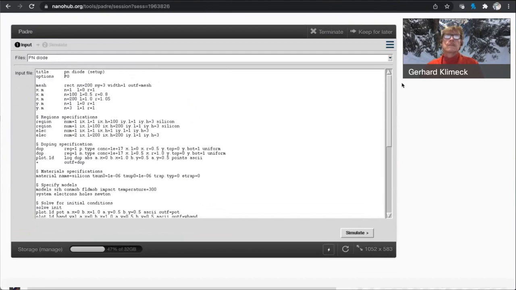Okay, great. We have a couple more questions, if you're all right on time, Gerhard. Sure, yeah. Okay, the next one: does this allow for high-level injection in intrinsic silicon? Can you change the dimension of the slab?